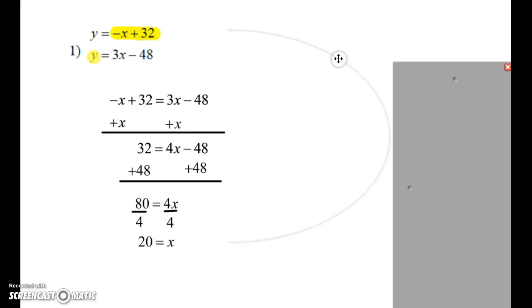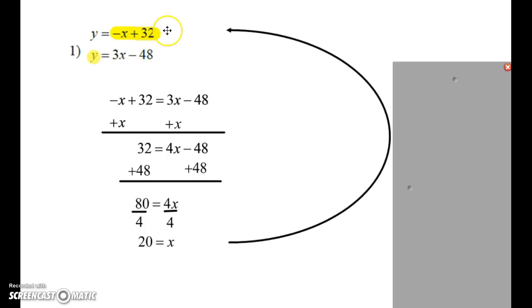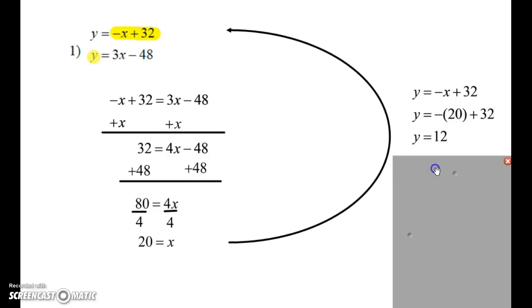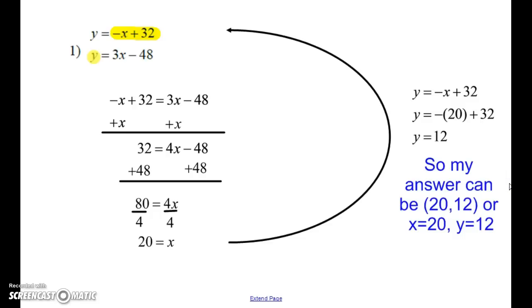To find the second variable, what you need to do is take that solution and plug it in to either one of the first two equations. It doesn't matter which one you do that to. When I did that, I found that I had y equals negative x plus 32. I used the top equation. I plugged in my 20 for x, and then I said negative 20 plus 32 is 12. Now I found both unknowns in my equations that I was given at the start. So my answer could be written as 20 comma 12, x comma y, or x equals 20, y equals 12.